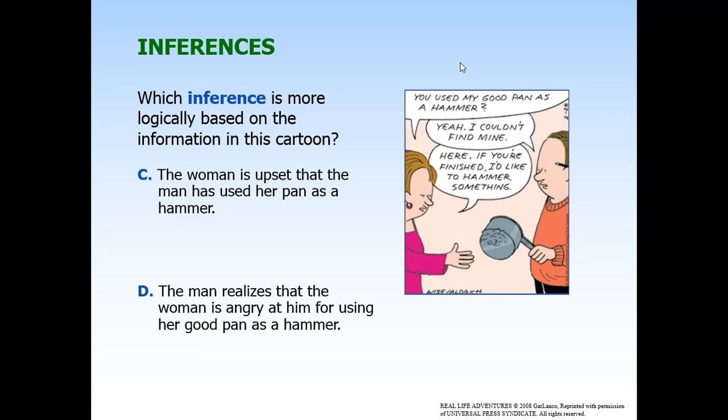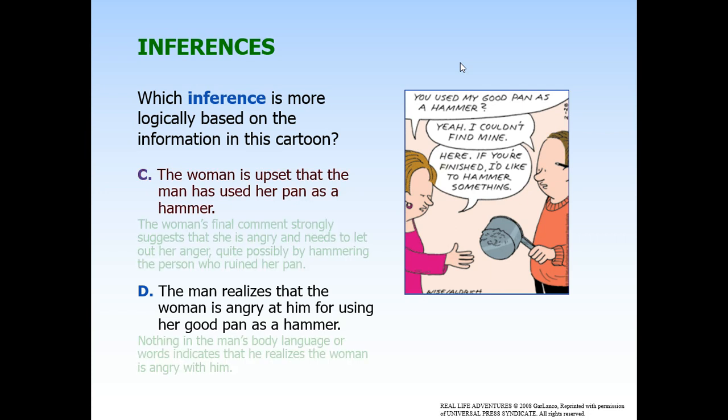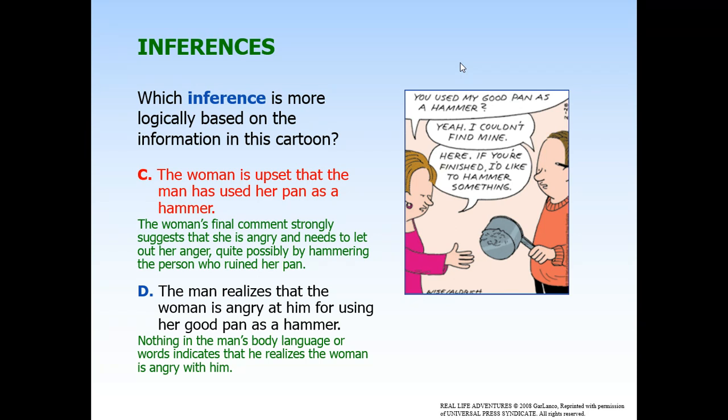Well, if we look here, after he says he couldn't find his hammer, she says, "Here, if you're finished, I'd like to hammer something." So implying that she's going to hammer him possibly. So which one is the logical inference? Yes, C. The woman is upset. And that's why she says she's going to hammer something else. Because with D, we don't get that idea that he realizes he's upset her. He just said, "Yeah, I couldn't find mine." So the correct answer is C.